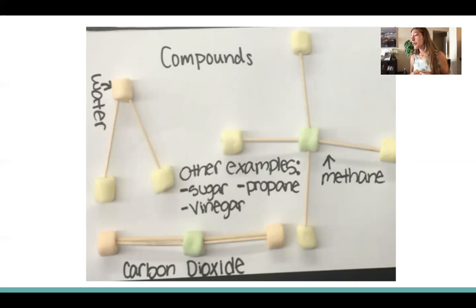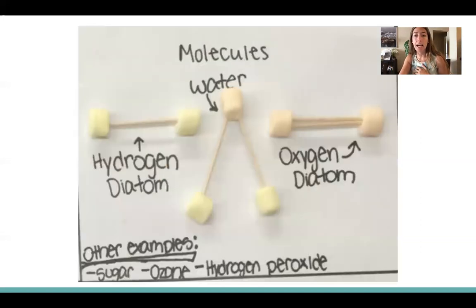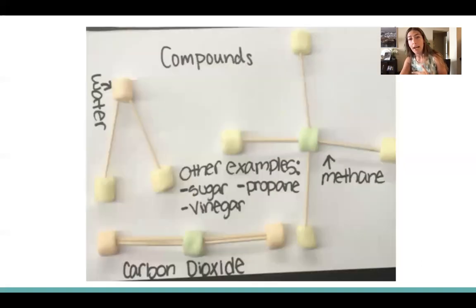So compared to the molecules, in molecules we had the oxygen and hydrogen diatoms. These were the same elements that are bonded together. The difference is when you meet a compound, you don't have that. Well, you have some, like water, it's H2O. So we have two of the same element within, but overall it is diversified.